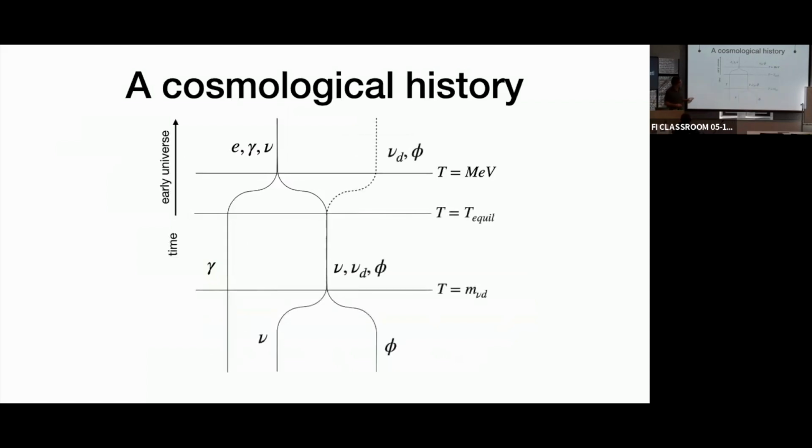So the cosmological history looks something like this. You have at late times electrons, photons, and neutrinos. They separate from each other into just electrons and photons and just neutrinos. And then the dark sector could come into equilibrium, do all sorts of interesting things, and then come out of equilibrium as well.